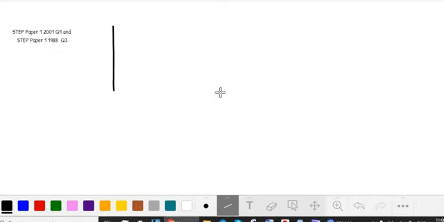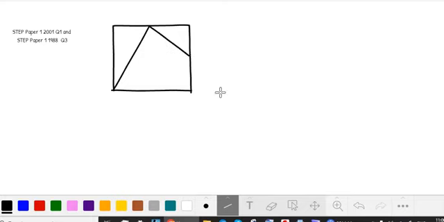So if you look at this diagram, here we have a square, edge 1 unit, and inside it I put the triangle. So that is 1 unit along there, that is x, that is y, 1 minus y, 1 minus x.